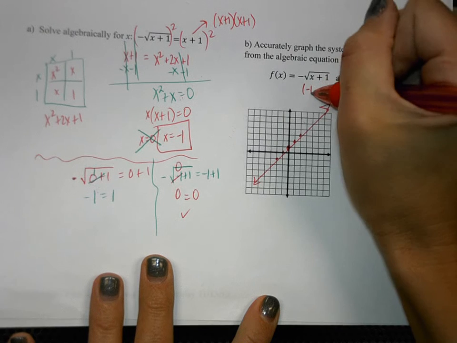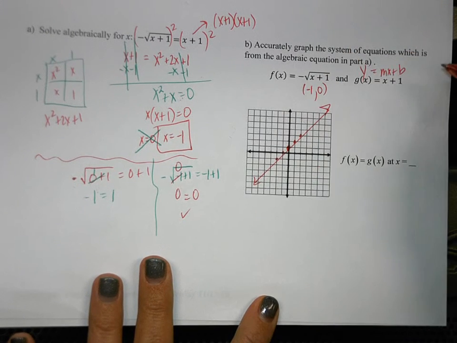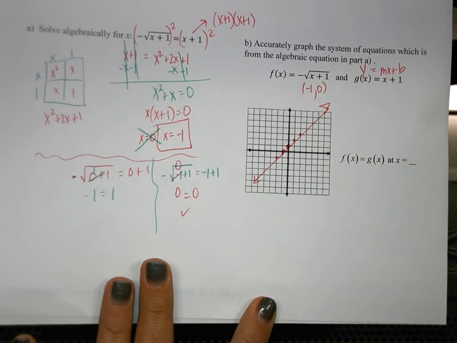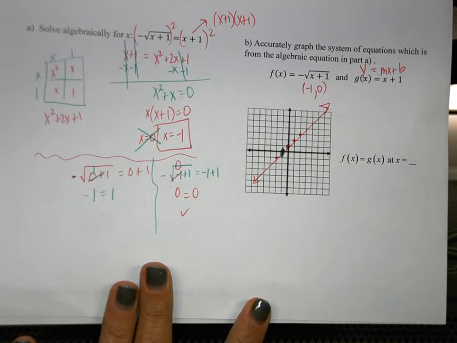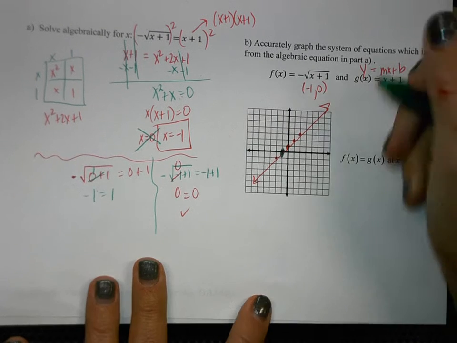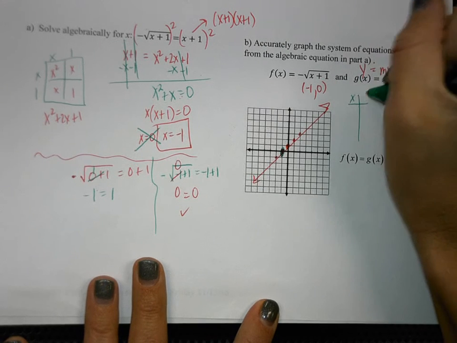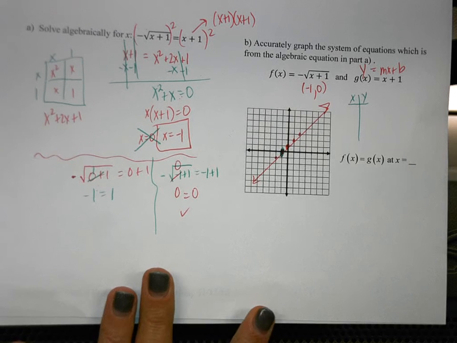Good. Negative 1, 0 is correct. So, negative 1, 0. And we can see that it looks like they're intersecting right there at that point, right? We can do a t-chart. Do you guys agree? And what value, if you were going to do a t-chart, what could we plug in? We could do 3. Okay.